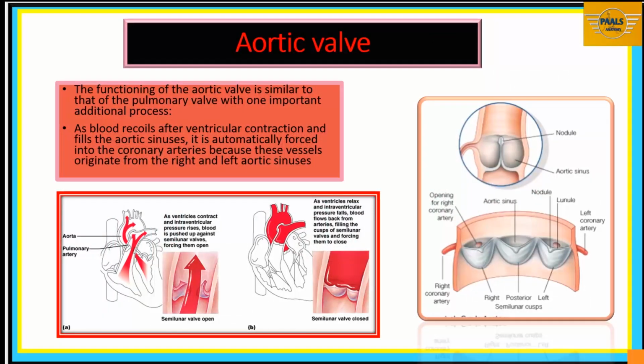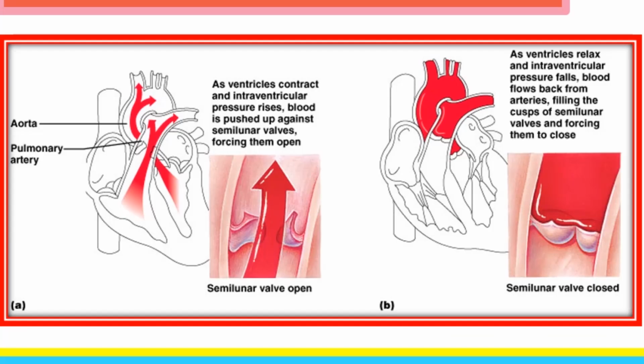The functioning of the aortic valve is similar to that of the pulmonary valve, with one important additional process. This difference is that as blood recoils after ventricular contraction and fills the aortic sinuses, it will automatically be forced into the coronary arteries because these vessels originate from the right and left aortic sinuses.